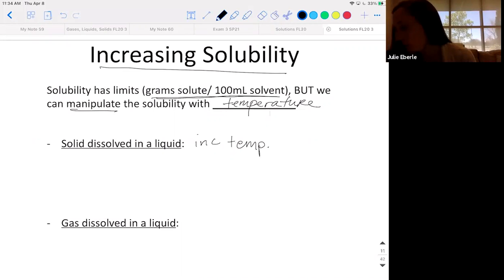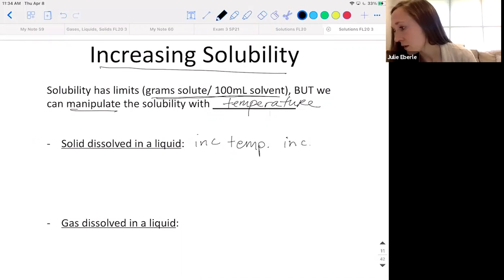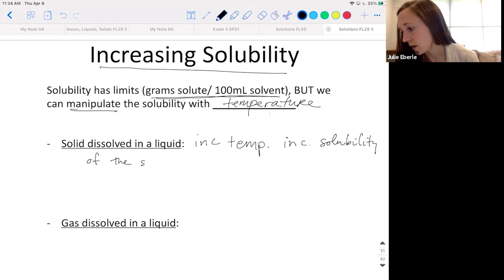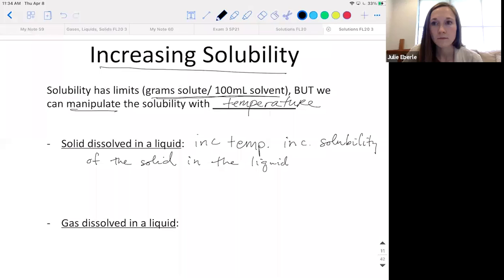If you increase temperature, you'll increase solubility of the solid substance, the solute, in the liquid, which is the solvent. Right?